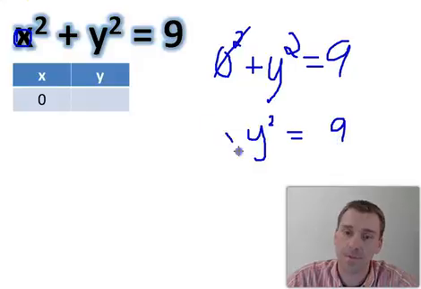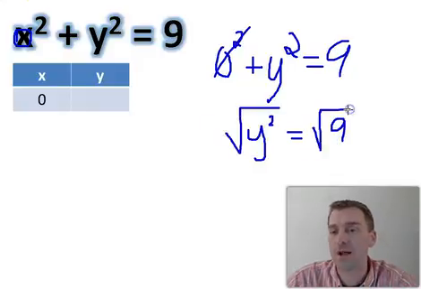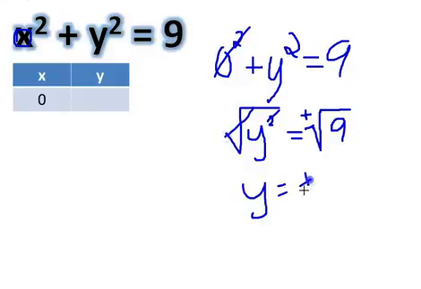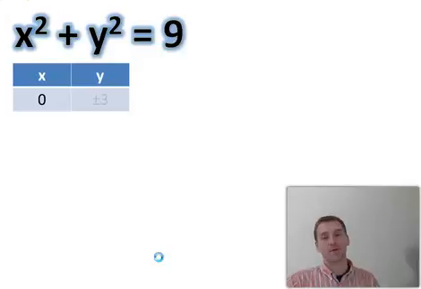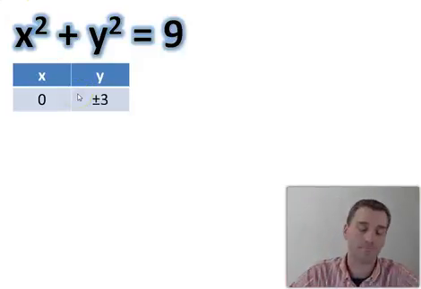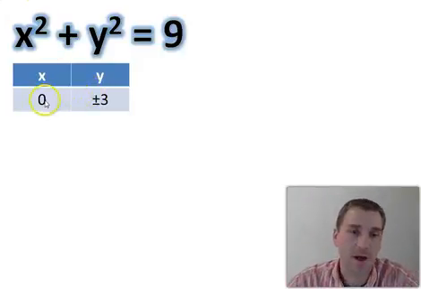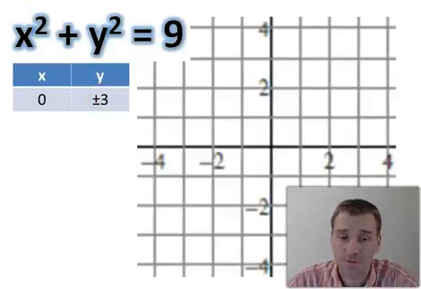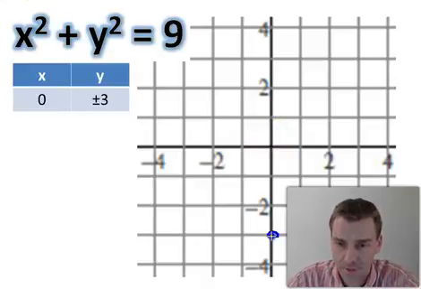And what I have to do, you got it. Square root both sides. Don't forget, it's plus or minus. So I'm left with y equals positive or negative 3. So if I put that over there in my little xy table, xy chart, I'd have 0, 3, or 0, negative 3. Well, check this out. If I put these points on the coordinate plane, 0, negative 3, that's down here. And 0, positive 3, that's up here.